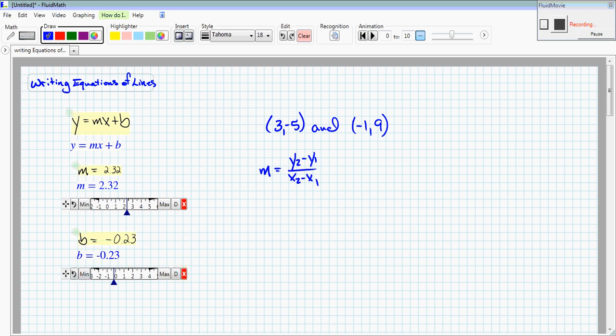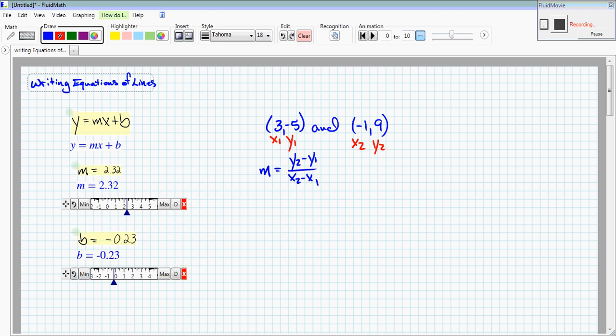Again, slope is rise over run. Rise is up and down, the y-axis is up and down. Run is left to right, the x-axis runs left to right. When labeling these points, we can call this 3 x1 or we can call -1 x1. Once we name or label one of these points as being x1, that determines the rest. Then -5 must be y1, -1 must be x2, and 9 must be y2.